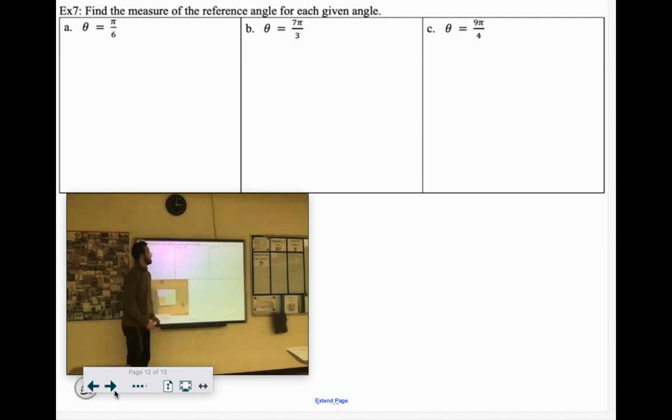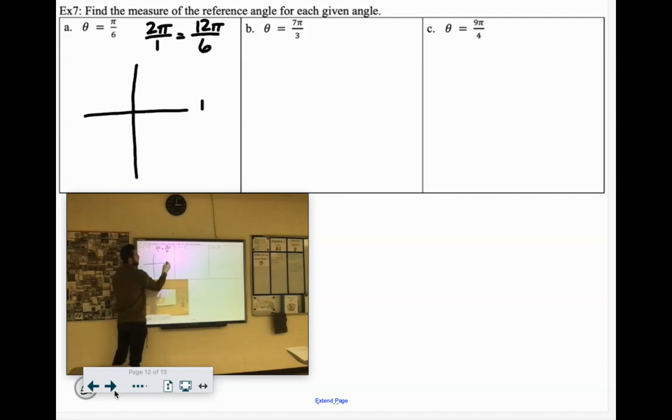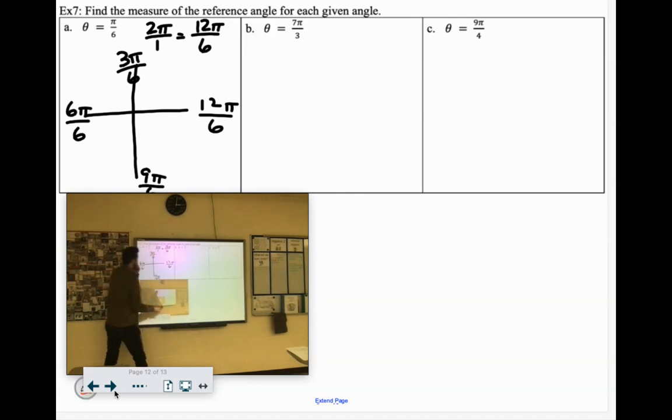Pi over 6. Think of where that would end up. So if we had 2 pi over 1, we turn that into sixths. That would be 12 pi over 6 for one full rotation. So this would be 12 pi over 6, this would be 6 pi over 6, this would be 3 pi over 6, and this would be 9 pi over 6. So our angle, pi over 6, wouldn't even make it all the way to 3 pi over 6. So that would be our reference angle. It ends up in quadrant 1, so it's just equal to whatever our angle is. Pi over 6 is our reference angle.